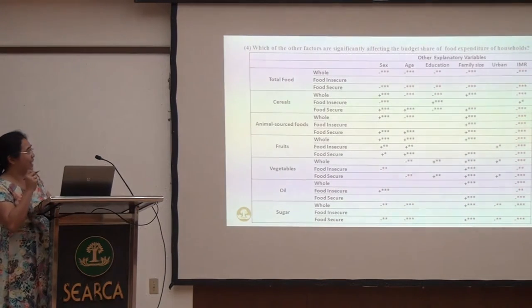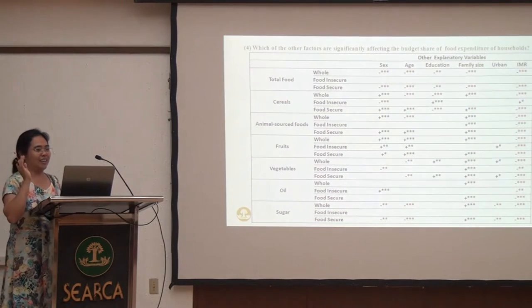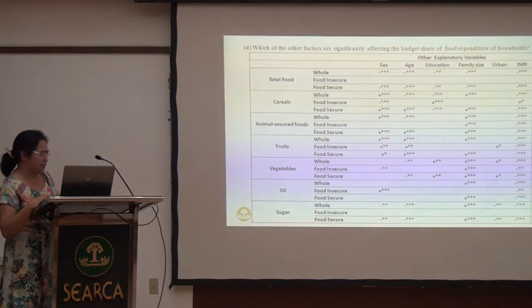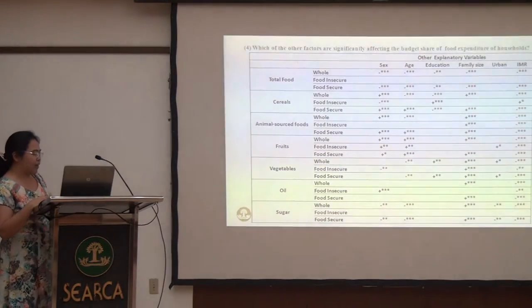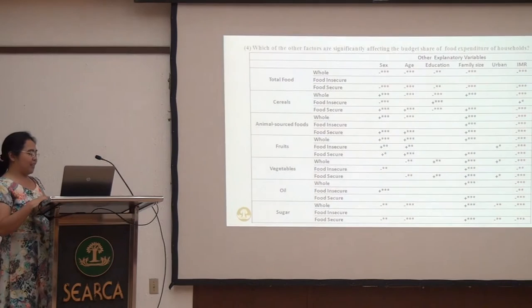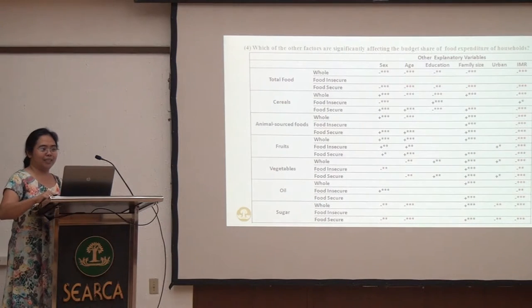But specifically, definitely all the items will tend to rise in terms of budget share. Now let's have urban. For urban, whether households are rural or urban dwellers, food budget shares are unaffected except for vegetables and sugar. Okay, so I hope that we were able to answer the four objectives.